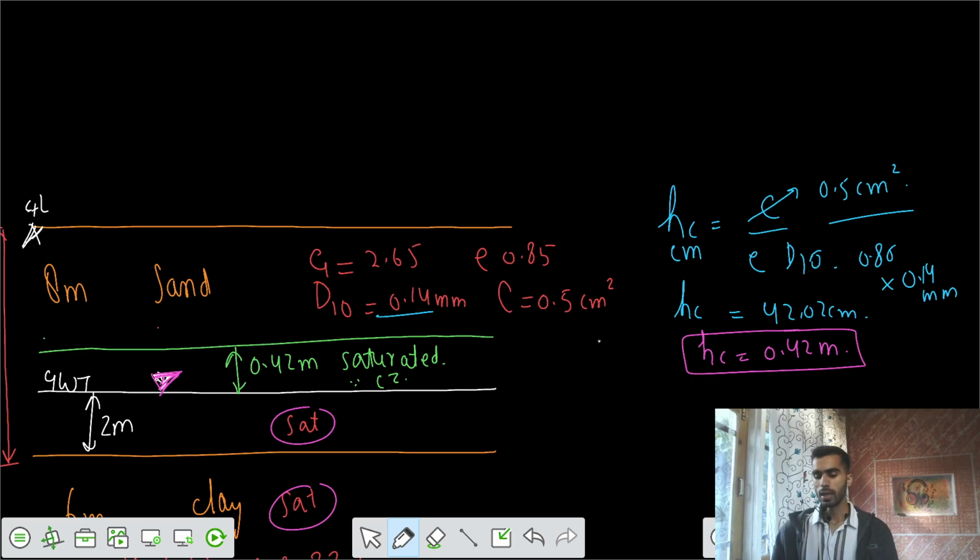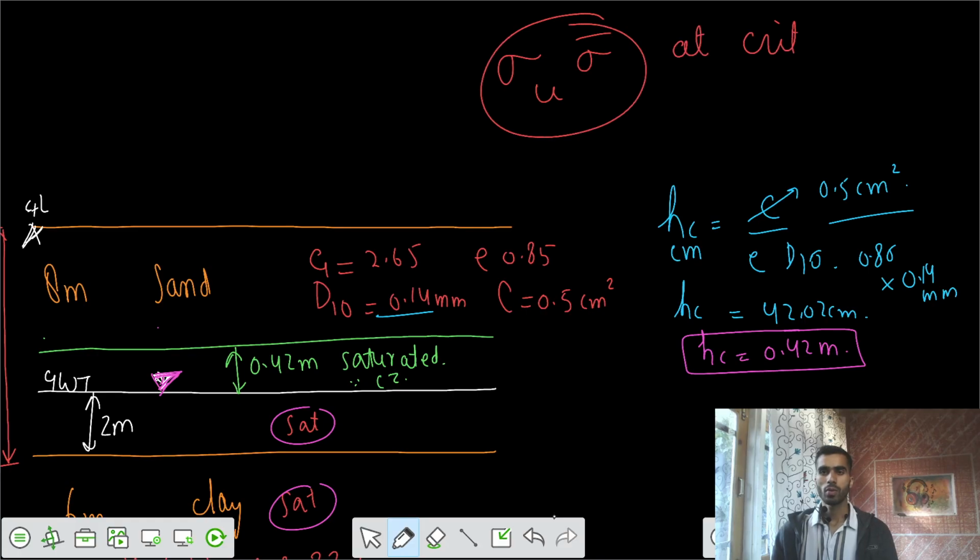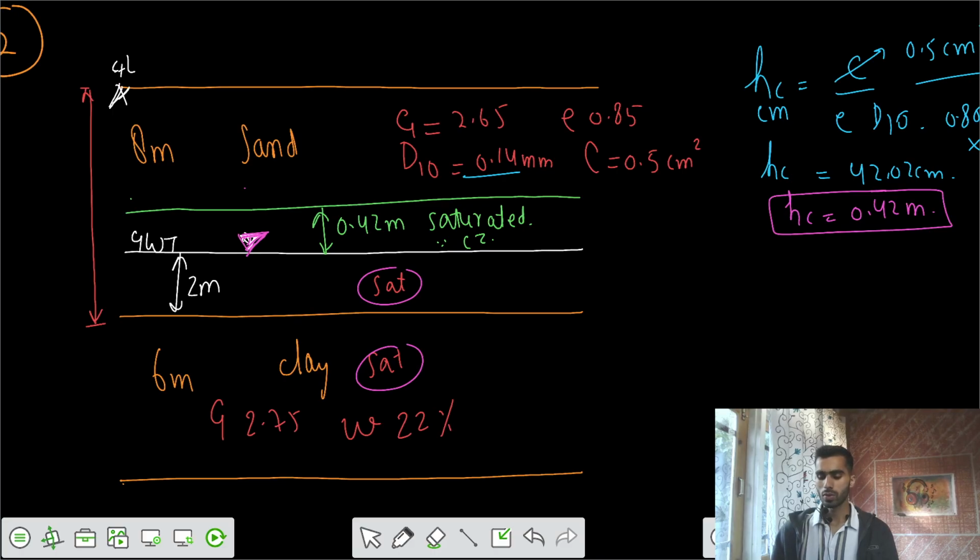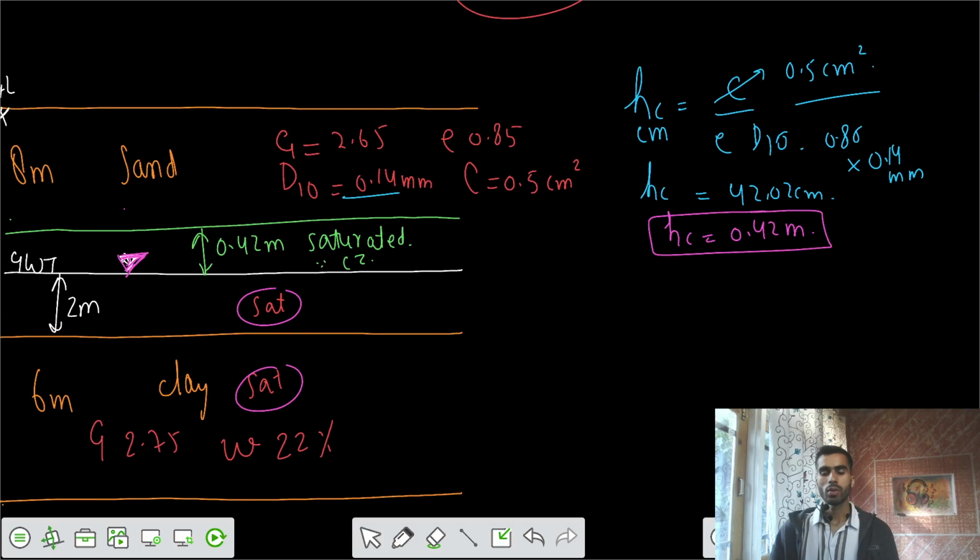So we need to now calculate finally those diagrams: total stress, pore water pressure, and effective stress at those critical locations. Okay, let's try to get those. Now we have already calculated all that stuff. Now we will be going for the direct calculations for the stress diagrams, because that's all stuff we know how to get. We'll be going in that same way, and we'll be getting the diagrams.